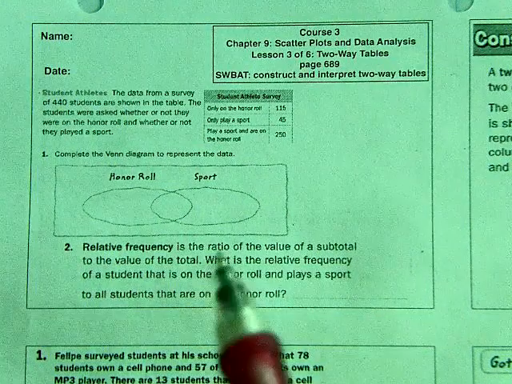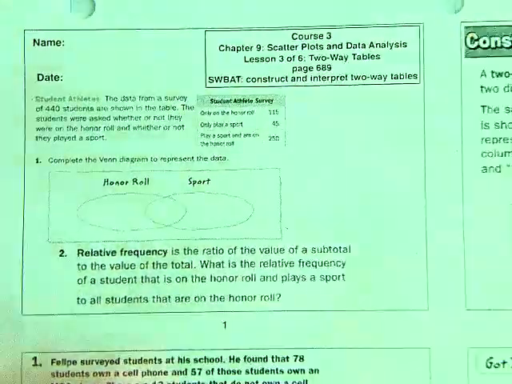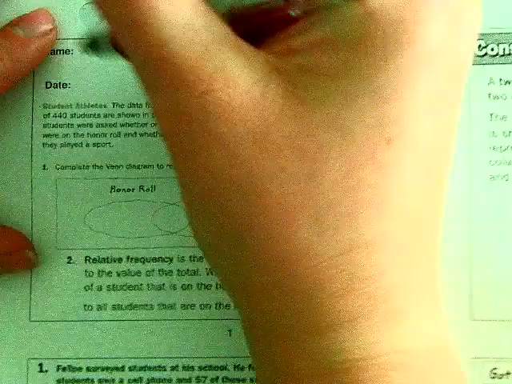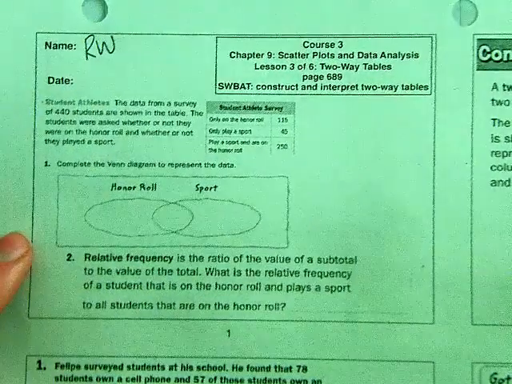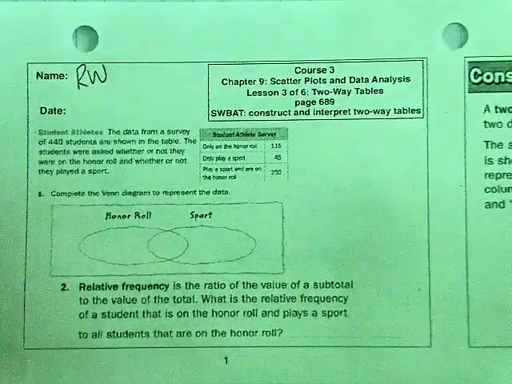Okay, so today we're going to move on to lesson 3. It's called two-way tables. So basically, information shared in more than one way. Make sure we put our name and date at the top. So this first picture is not a two-way table. It's called a Venn diagram. Let's see what they want us to do with it.